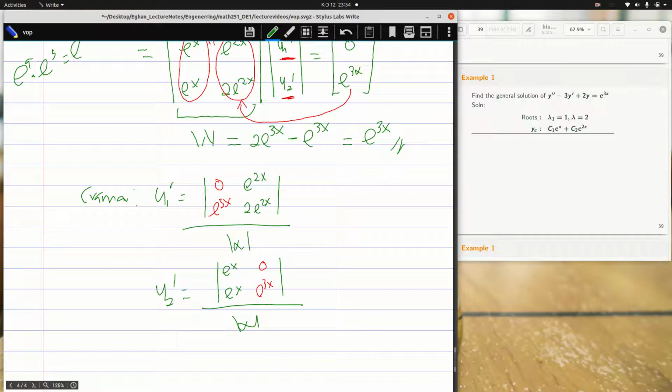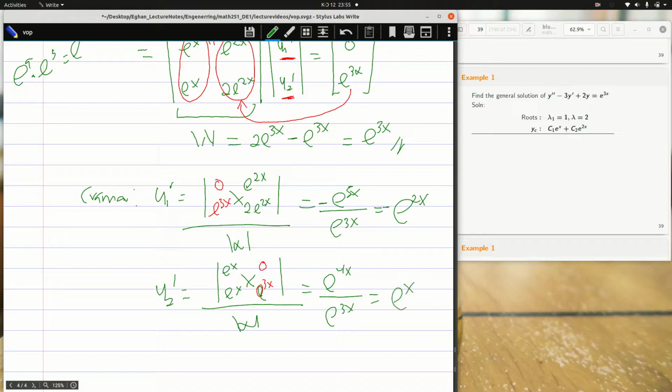Now what do we get for the upper determinant here? It is this minus that. So I'm simply going to get negative e to the power 5x over e to the 3x, which is simply negative that. The same way for this, I have this minus that. So I have e to the power 4x over e to the 3x, and that simply gives me e to the x.